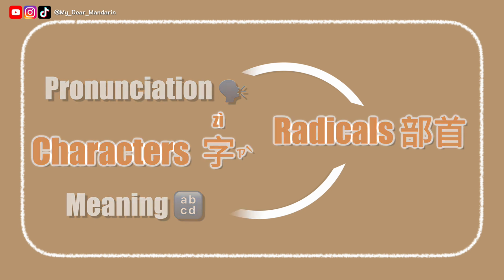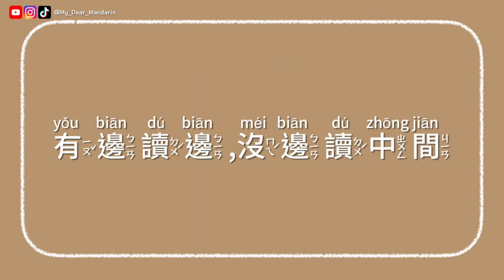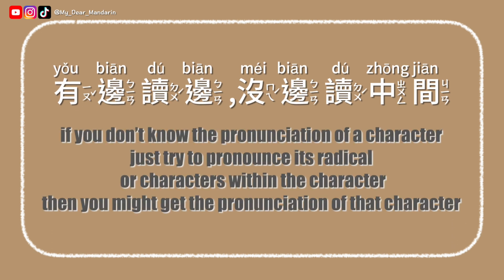There's a saying in Mandarin, 有边读边，没边读中间, which means that if you don't know the pronunciation of a character, just try to pronounce its radical or the characters within the character. Then you might get the pronunciation of that character.